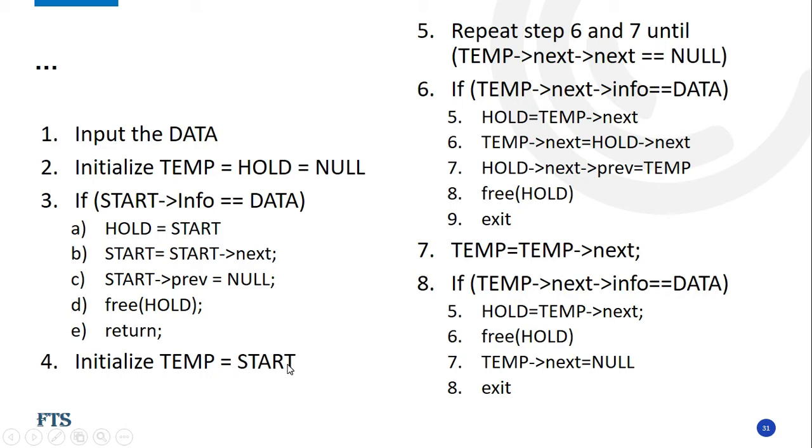Otherwise, initialize temp equal to start. You have to begin from the first node. Then repeat steps 6 and 7 until temp next is equal to null, which means the element to be deleted is in the middle, in between the beginning and the end. If temp next info is equal to data, hold should be equal to temp next. Temp next should be equal to hold next, hold next previous should be equal to temp, then free hold pointer, then exit. Otherwise, the node to be deleted is the last one. Therefore, temp is equal to temp next. If temp next info is equal to data, hold is temp next, then free hold, temp next should be equal to null, then exit.